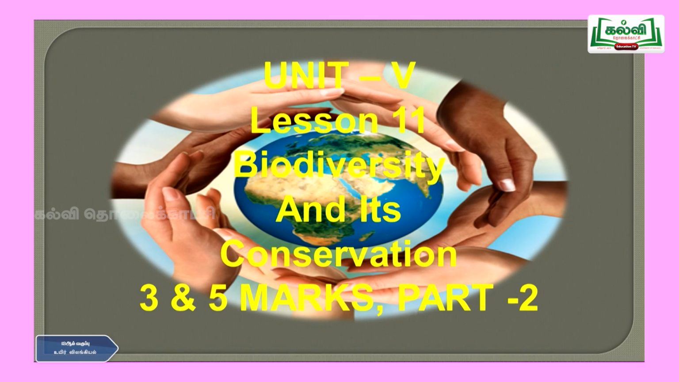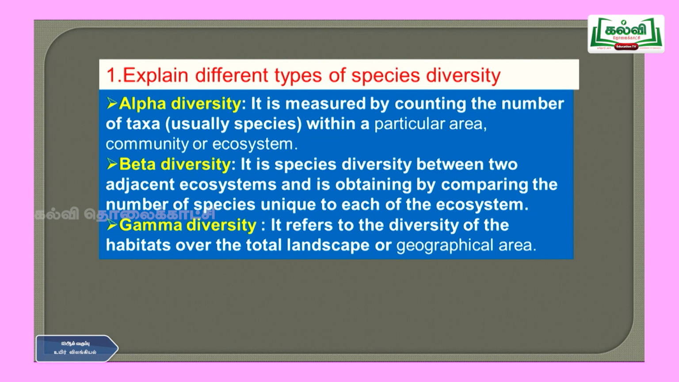We are going to see 3 and 5 marks today. Last class we saw the 2 marks questions. So let us see the first 3 mark question. Explain the different types of species diversity. We have 3 types of species diversity, that is alpha diversity, beta diversity and gamma diversity.